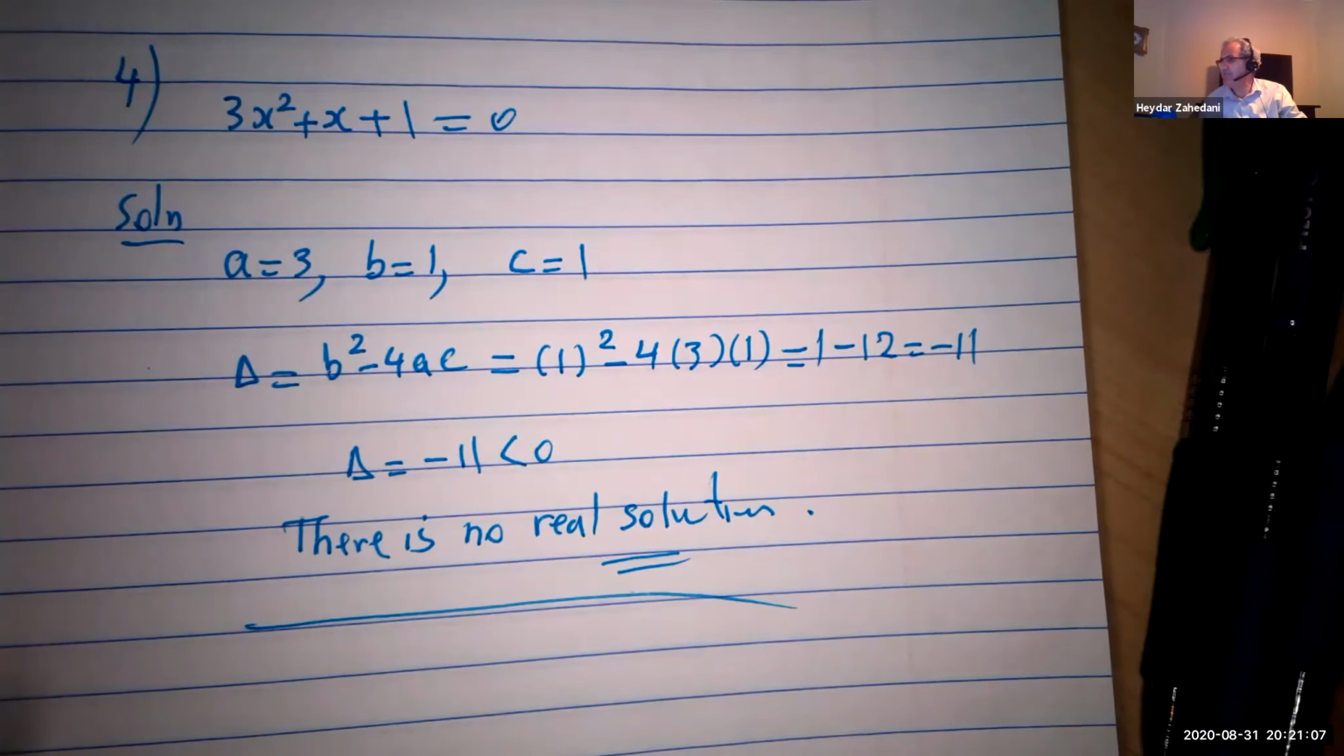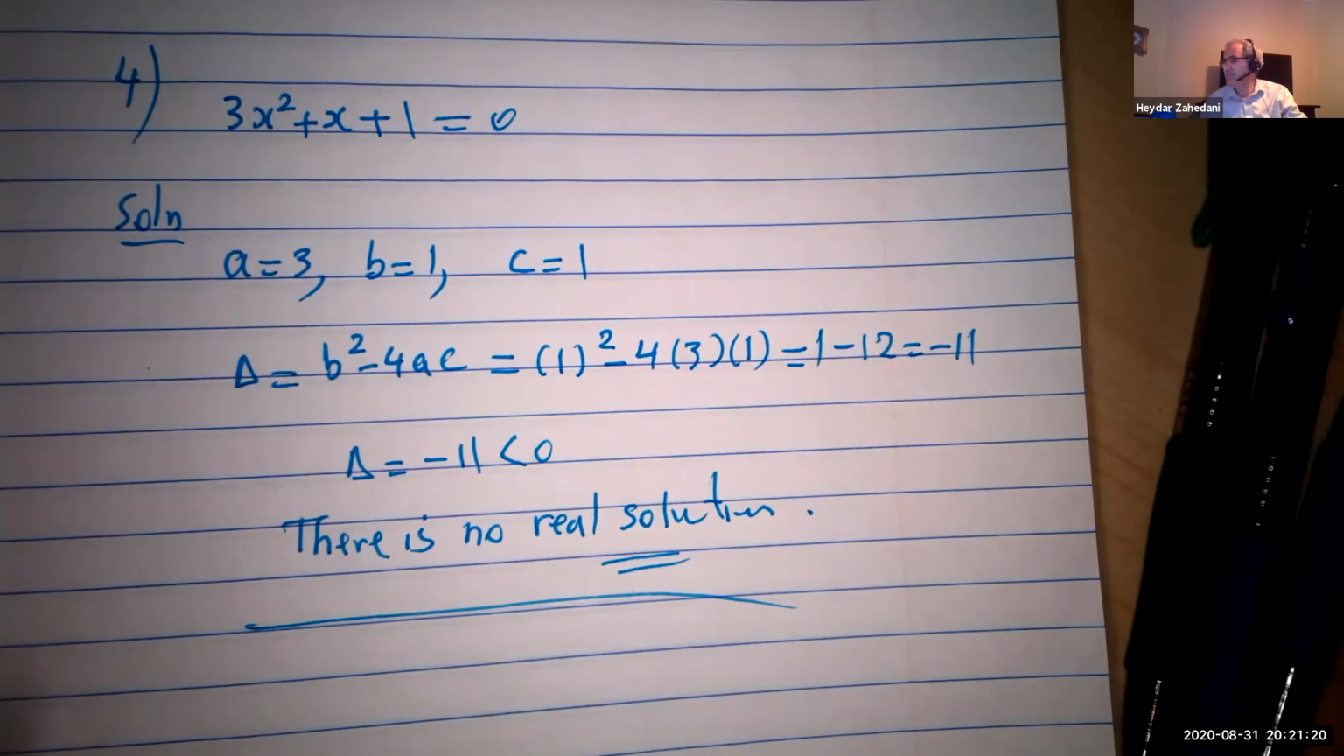Any question? So this is section 1.4. So I give you a break. When you come back, we check to see what would happen if you would like to get a solution when delta is negative. And this is where you have to use the complex numbers. In section 1.5, we introduce the complex numbers for you, and then we get the solution of the equation, even when the delta is negative.